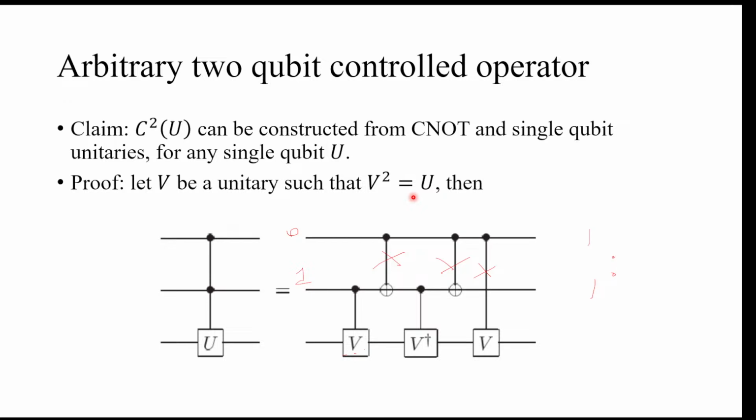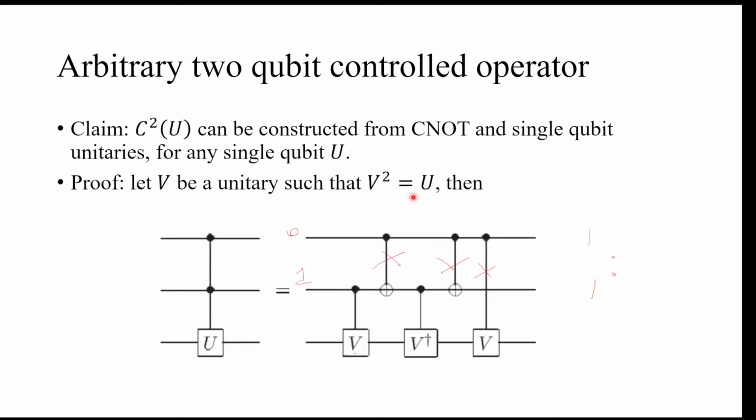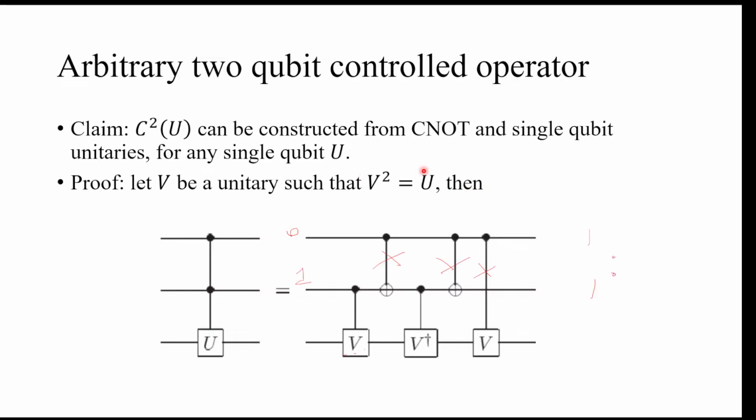Okay, so this is how you do arbitrary control, the 2 qubit control unitary. And this also means that we can construct the gate that we talked about before, the Toffoli gate. So you can construct the Toffoli gate by doing this control square root of X gate, and control square root of X gate is basically a rotation on the x-axis by angle pi over 2.